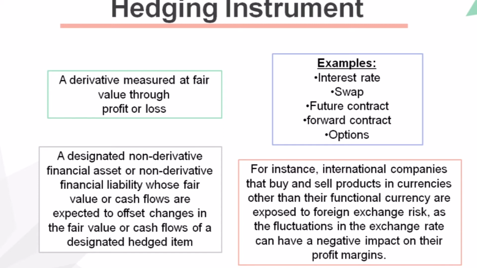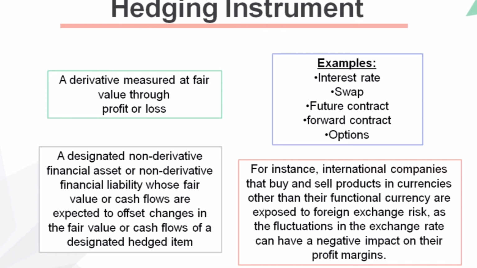Hedging instrument. A hedging instrument consists of a derivative measured at fair value through profit or loss, or a designated non-derivative financial asset or non-derivative financial liability whose fair value or cash flows are expected to offset changes in the fair value or cash flows of a designated hedge item. Okay, examples of hedging instruments are interest rate swap, future contract, forward contract, and option.